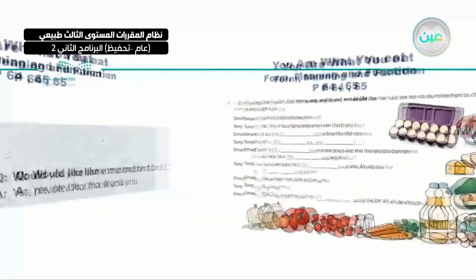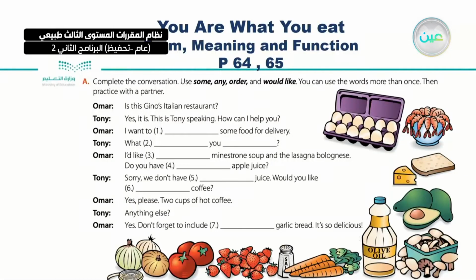Let's go now to practice A, page 64. Complete the conversation. You are going to complete the conversation between Umar and Tony. Use some, any, order, and would like. You can use the words more than once, then practice with a partner. Then we are going to see the conversation between Tony and Umar.